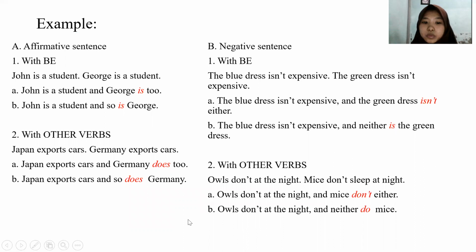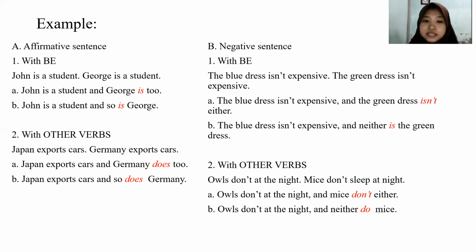Affirmative sentence with to be. John is a student, George is a student. A, John is a student and George is too. B, John is a student and so is George. Number 2, with other verbs. Japan exports cars, Germany exports cars. A, Japan exports cars and Germany does too. B, Japan exports cars and so does Germany.